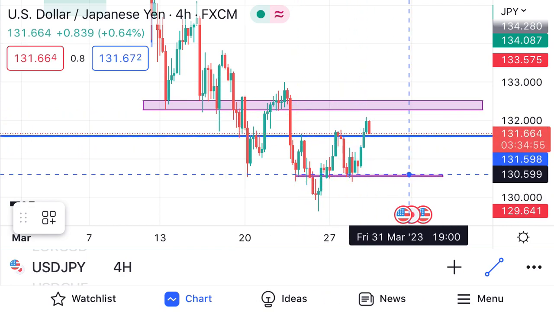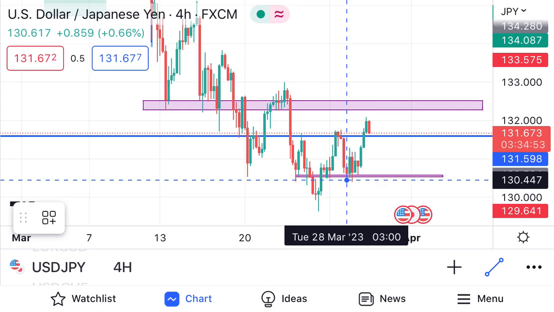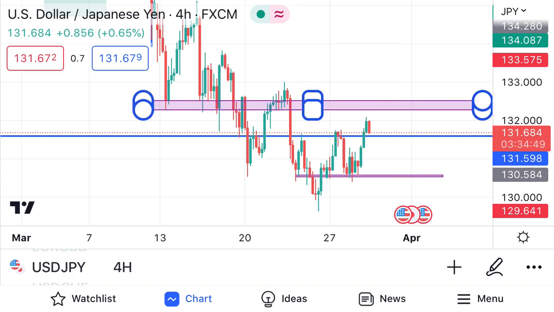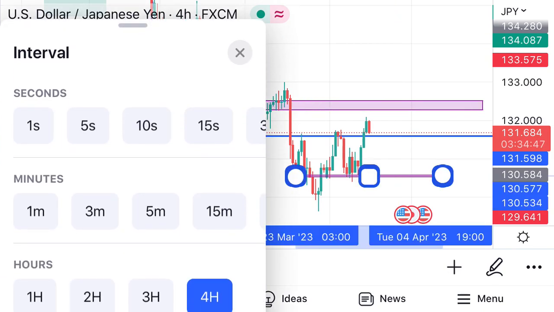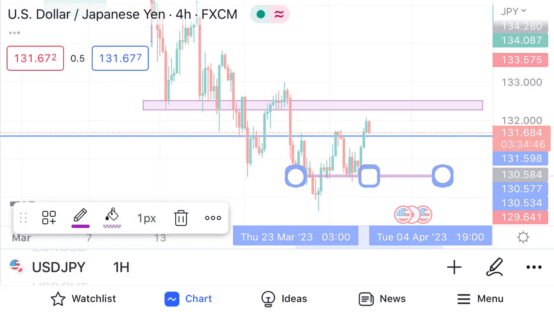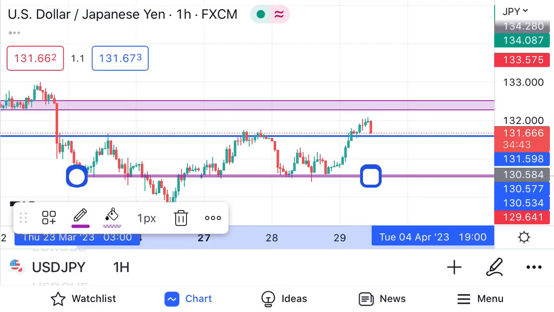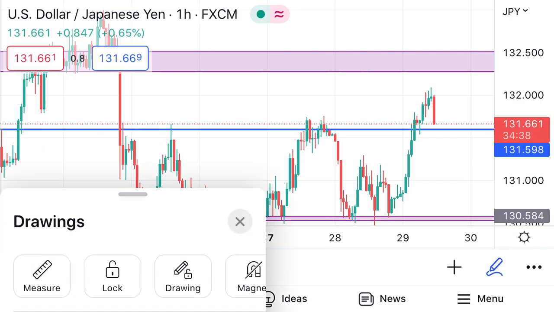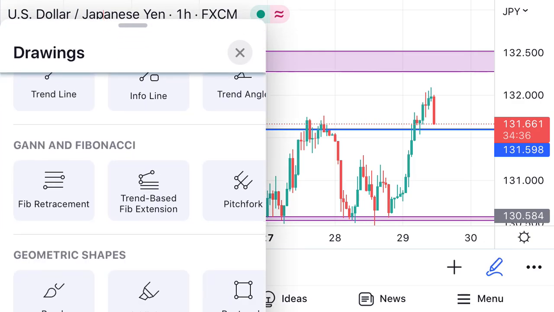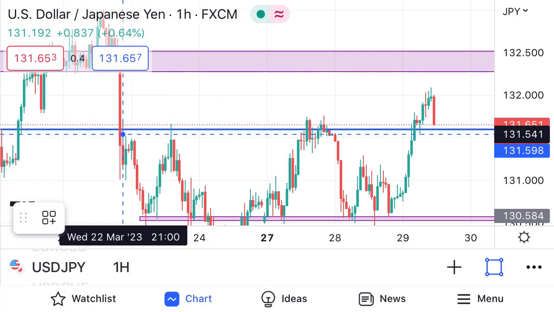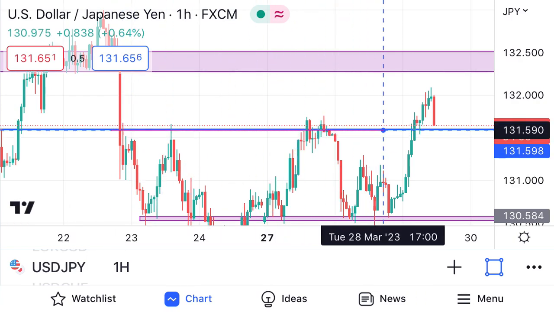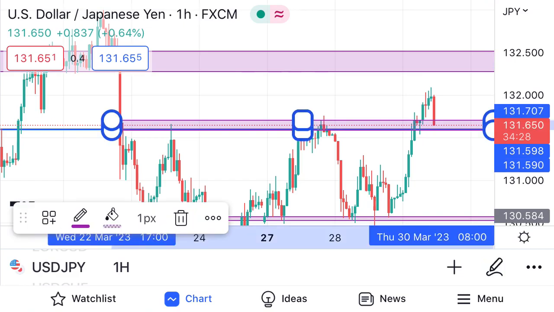Now we've got two structural levels, and price comes from the one supporting, it's going to the one resisting, and oh goodness, my battery is dying. Let's drop down to the 1-hour time frame so that we can see things much clearer, so that we can now enter. Now as you can see, this level is also a clear level of structure. Remember guys, this video is about entries, and we use structural levels to confirm our entries and our exits.